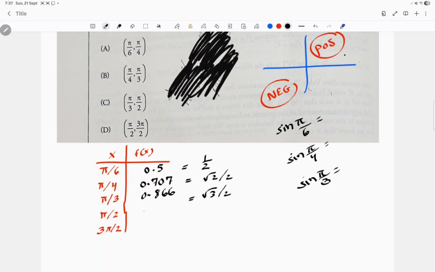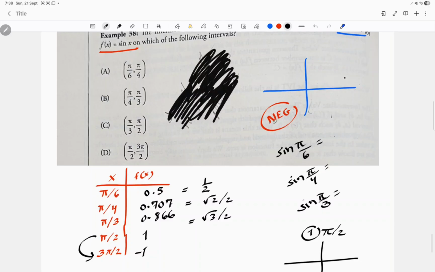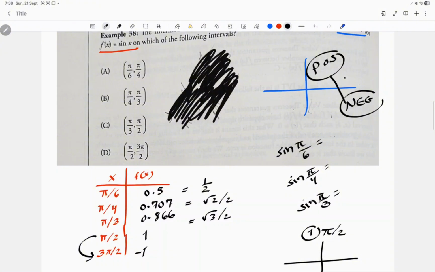How about pi over 2? 1. Sine is 1. How about the sine of 3 pi over 2? -1. Because look, this is pi over 2. That's 3 pi over 2. Here sine is 1. Here sine is -1. So look, going from here to here meant from positive to negative. We have to hit the x-axis. That means the f of c is 0 as we go from pi over 2 to 3 pi over 2. Yeah? Wow.